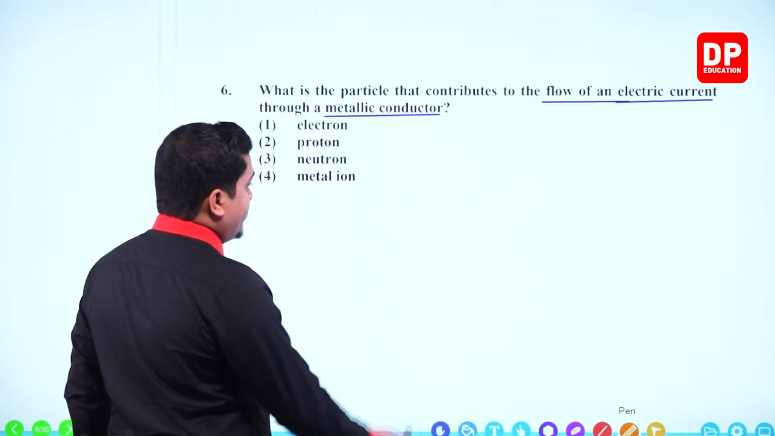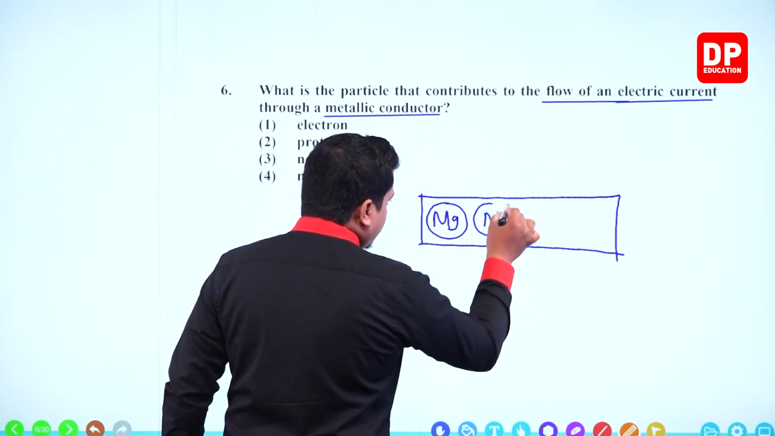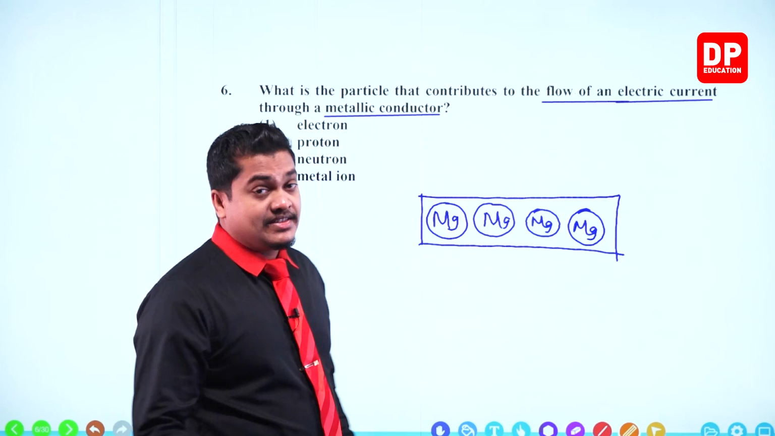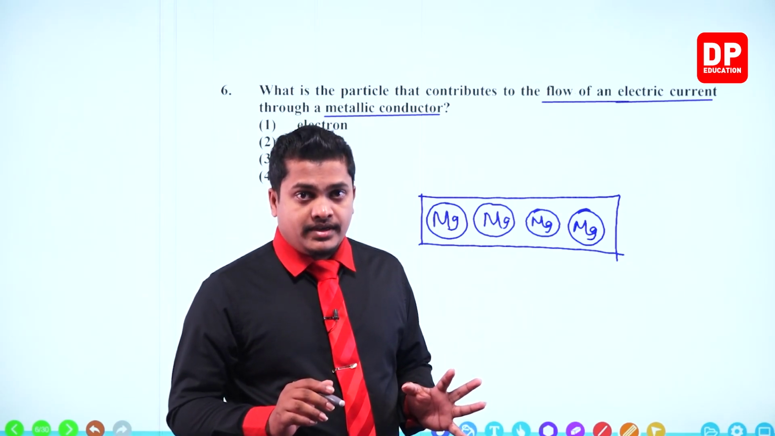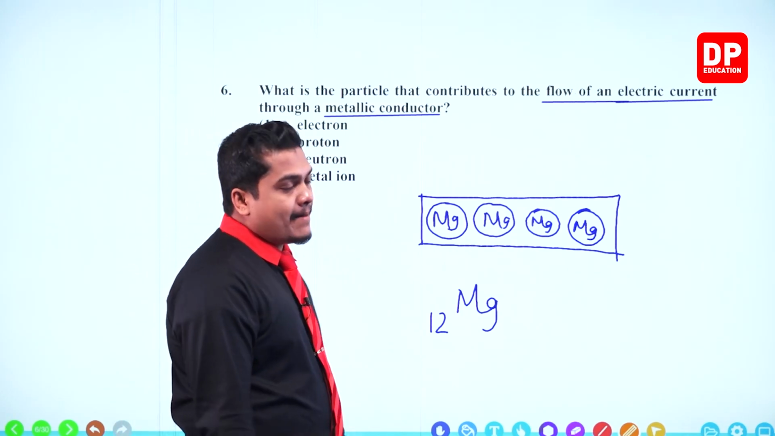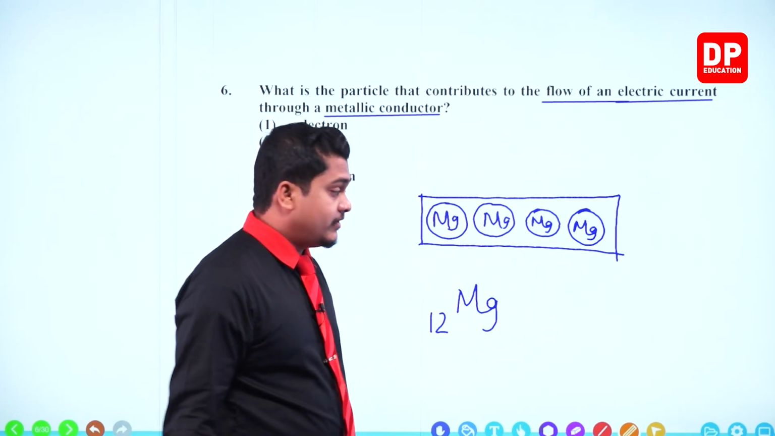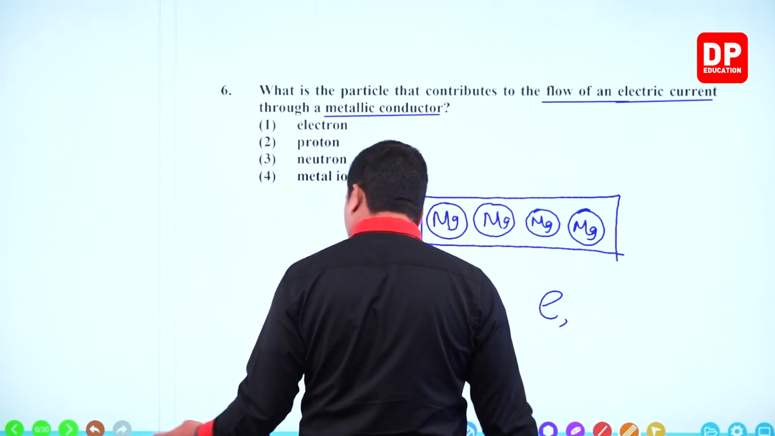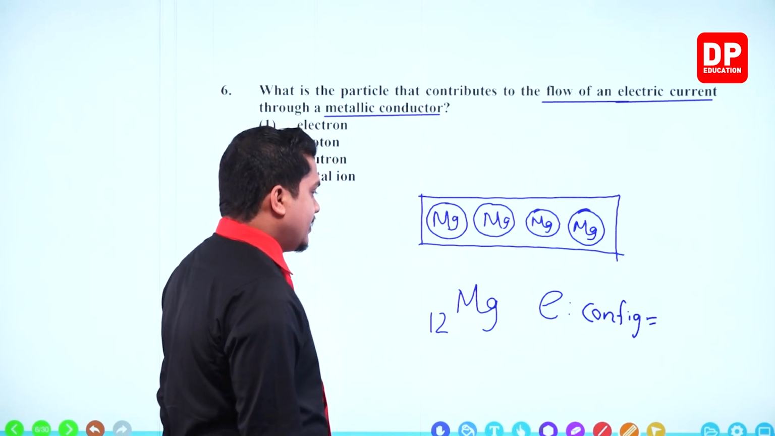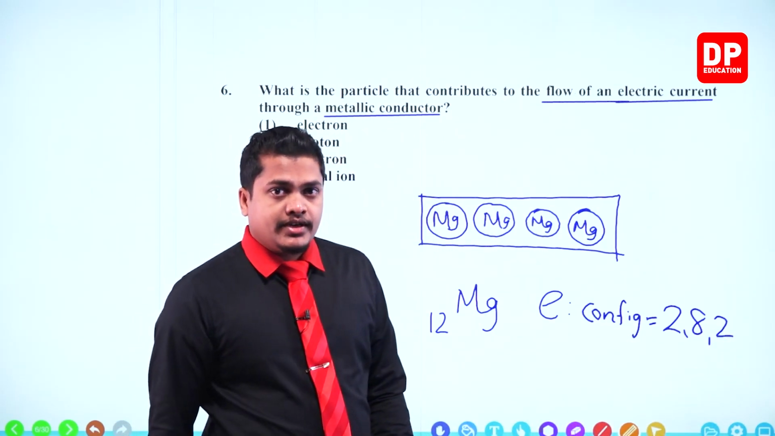So my dear children, when you take a certain metal, let's take magnesium. Magnesium has 12 protons, so we can write magnesium like this, 12. The atomic number is 12. If the proton count is 12, then the atomic number is 12, and the electron count is also 12. So the electronic configuration of magnesium can be written as 2, 8, 2.